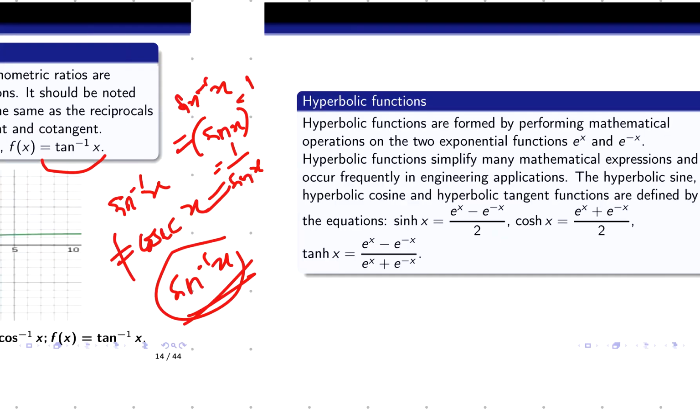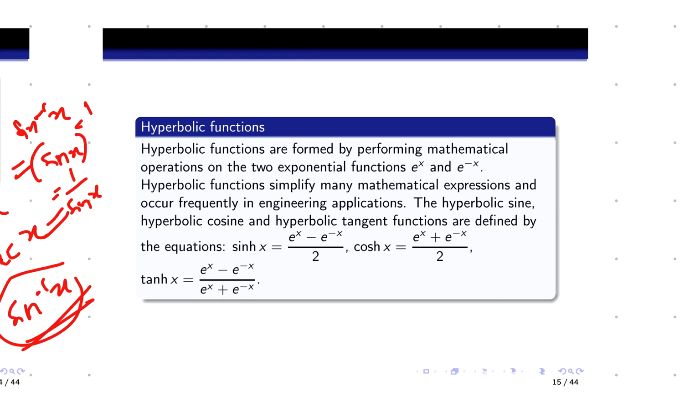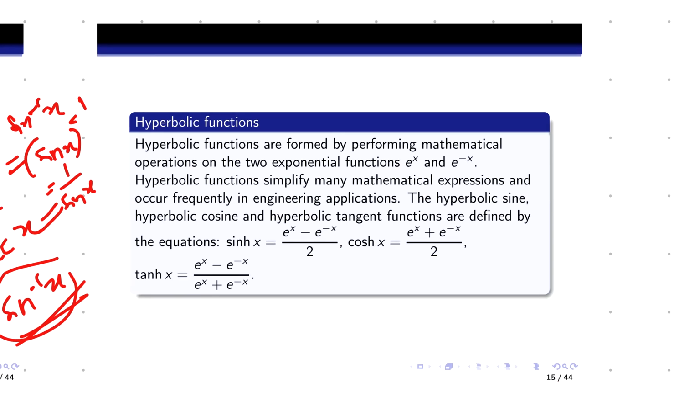Again, we talk about hyperbolic functions. Of course, in literature, hyperbole is exaggeration. Interestingly, hyperbolic functions really look exaggerated. They get very wide very fast, like things blow up there very fast. Hyperbolic functions are formed by performing mathematical operations on two exponential functions: e raised power x and e raised power minus x. Different combinations of these two give us hyperbolic functions. Hyperbolic functions simplify many mathematical expressions and occur frequently in engineering problems.